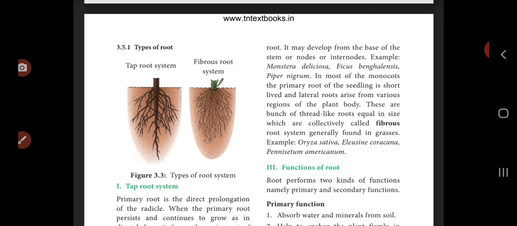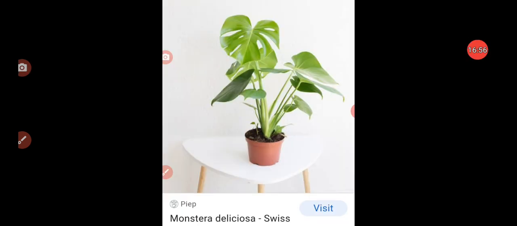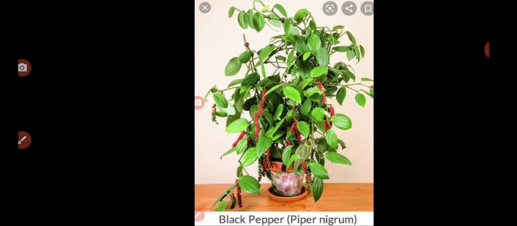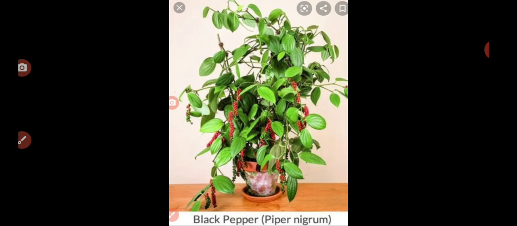Examples: Monstera deliciosa, Piper nigrum. I will show the picture. Monstera deliciosa is an indoor plant. Piper nigrum is a black pepper plant. Okay, see this picture. This is the indoor plant, Monstera deliciosa. Here it has the adventitious root system. Then another plant, this is black pepper, Piper nigrum. Here also this plant has the adventitious root system.